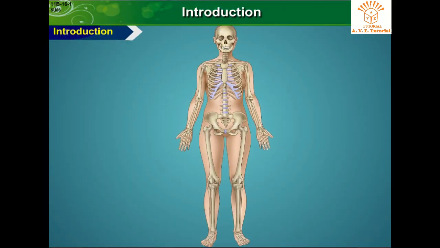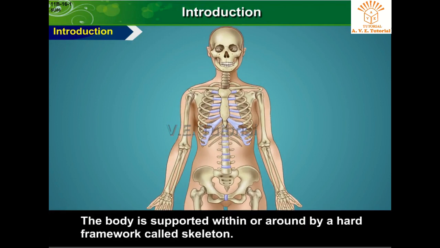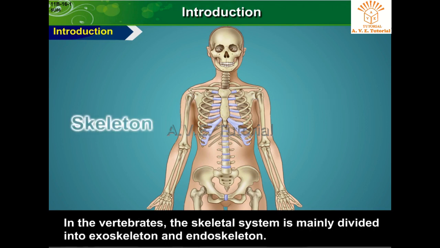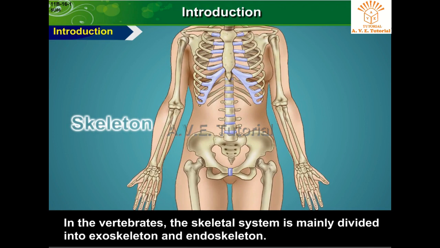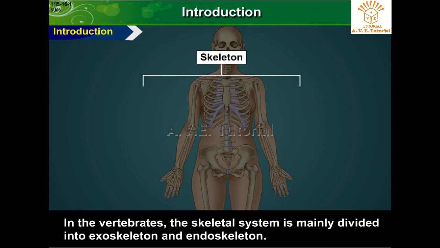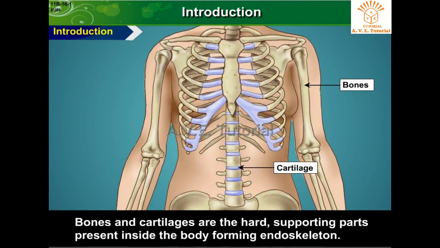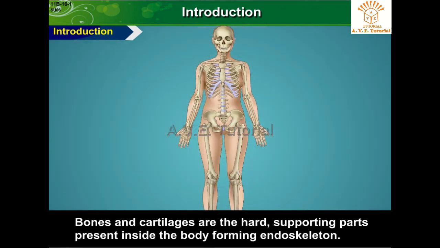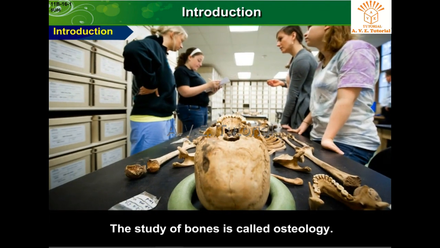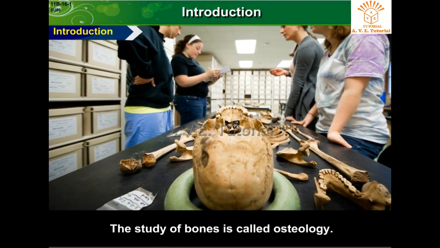Introduction. The body is supported within or around by a hard framework called skeleton. In the vertebrates, the skeletal system is mainly divided into exoskeleton and endoskeleton. Bones and cartilages are the hard, supporting parts present inside the body, forming endoskeleton. The study of bones is called osteology.